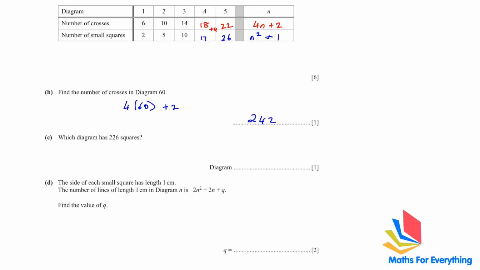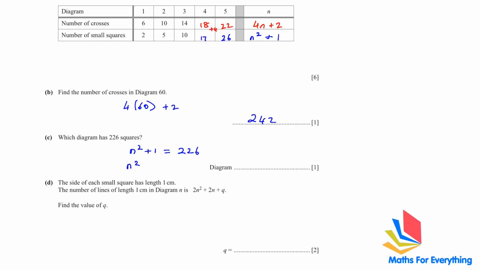Next, which diagram has 226 squares? So this is the one that we are going to use, n square plus 1, because this gives us the number of small squares. So n square plus 1 is equal to 226 squares. What is the difference between this question and this question? Here, our n is given to us, diagram 60. And in this part of the question, we have to find our n.